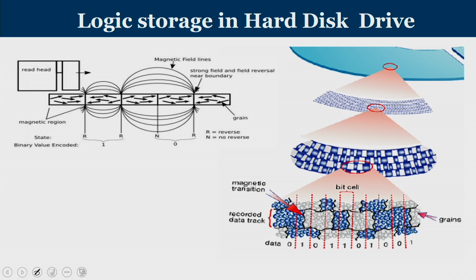So, this is a zoomed version of your surface or platter, and then you have many such tracks, and if you zoom into each track you can see magnetic material. Wherever there is a similar orientation, that is called 0, and when there is a variation, that is known as 1. So, here there is no variation, so it is 0. Here there is variation, so it is 1. Here there is no variation, so it is 0. No variation, that is 0. So, wherever there is a reversal in the magnetic polarity, that represents 1, and when there is no reversal, that represents 0.